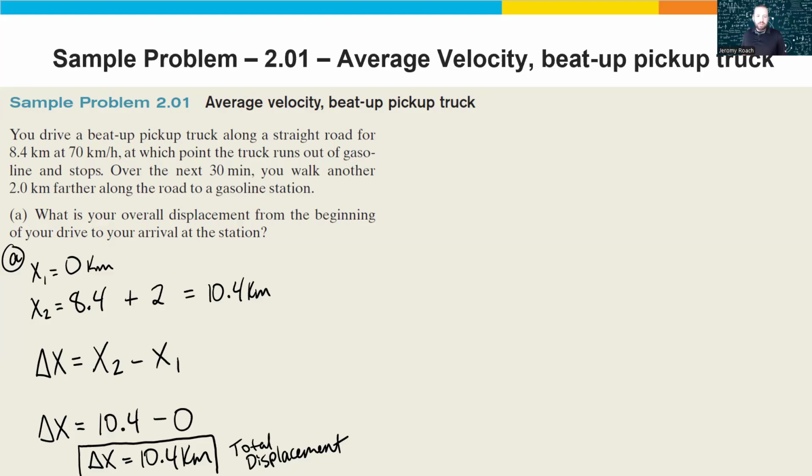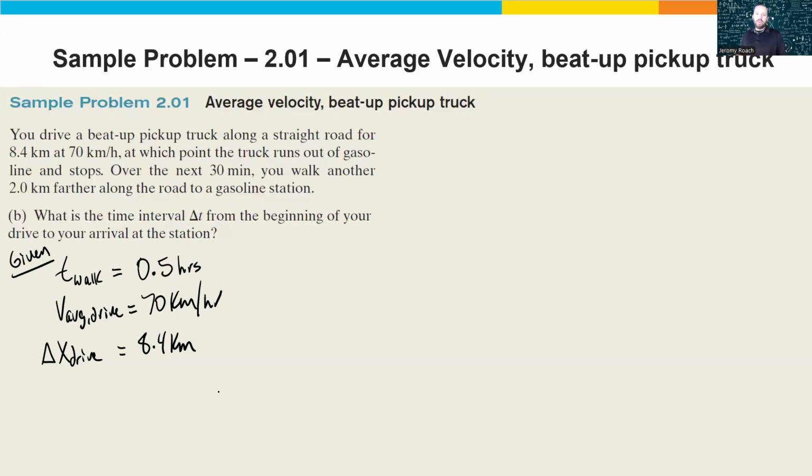Then we can find the difference between the two to figure out our total displacement. So this is position number 1, position number 2. Subtract between the two, we get our total displacement. Here, this is an easy problem. It's just 10.4 minus 0, and we get 10.4 kilometers for our total displacement.